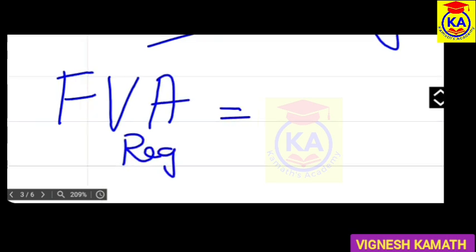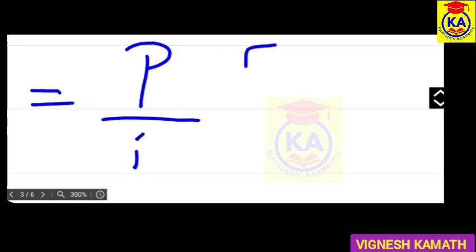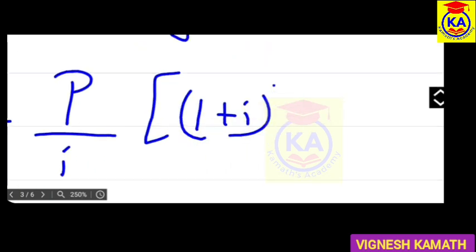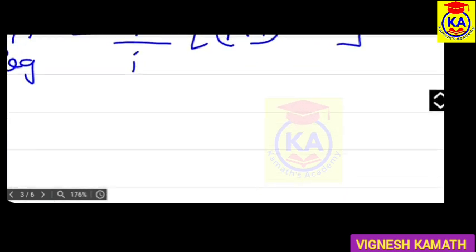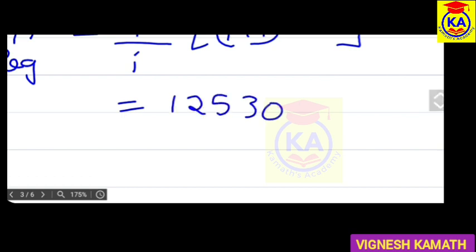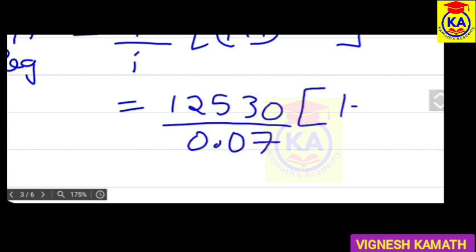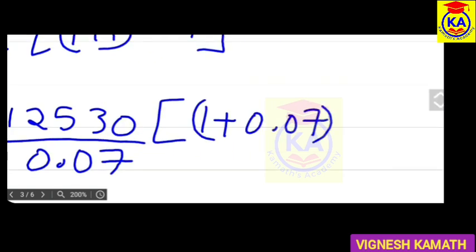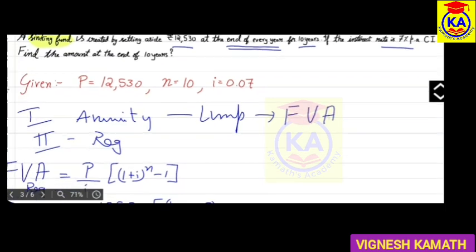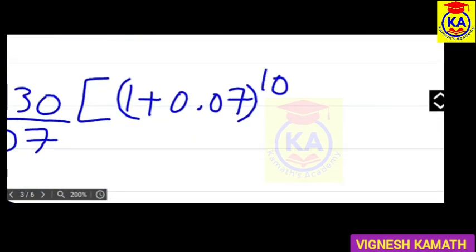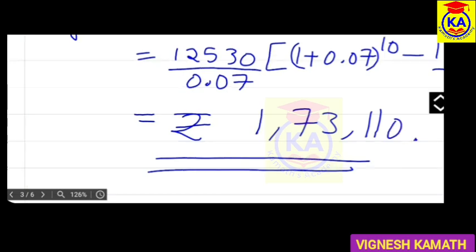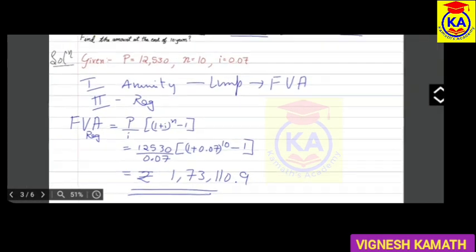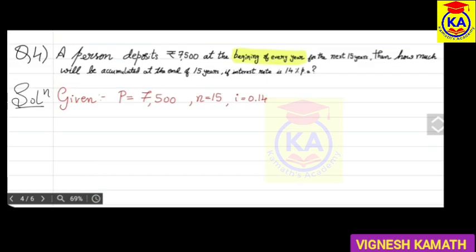Same formula, P by I, 1 plus I to the power n minus 1. Let's substitute the values. What is P? 12,530 divided by 0.07 into 1 plus 0.07 to the power n, that is 10 years, minus 1. If you solve, you will get rupees 1,73,110.9. Please note down the solution also. Let's begin with question number 4.